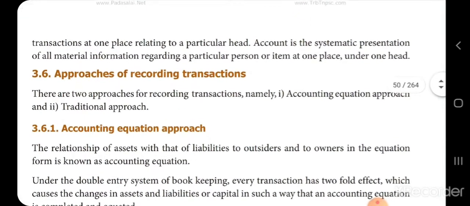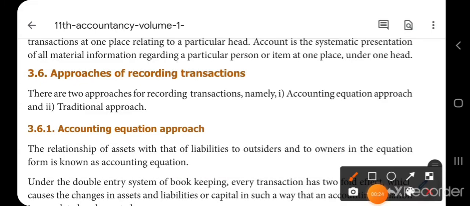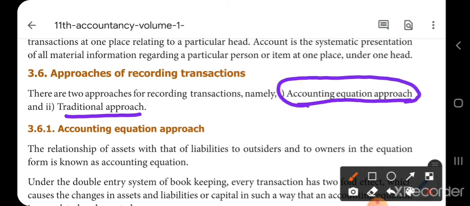In the previous classes, we saw the approaches of recording transactions. There are two approaches of recording the transaction. One is the accounting equation approach, and the next one is the traditional approach. We have worked out so many problems under the accounting equation approach. Now we'll see how to work out the journal entries under the traditional approach.